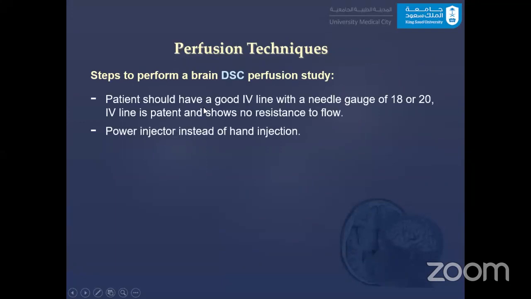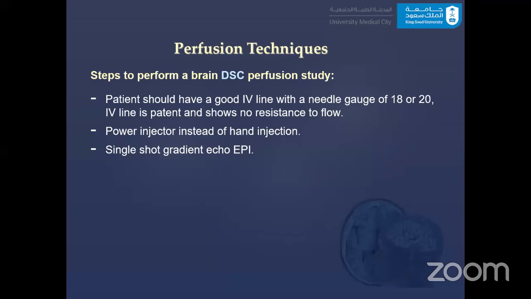Now the steps, or technically how to do dynamic susceptibility contrast. Patients should have an IV line with a needle gauge of 18 or 20. It should be patent and show no resistance to flow. We should use a power injector, not hand injection, because we need consistency, and we also need high pressure.